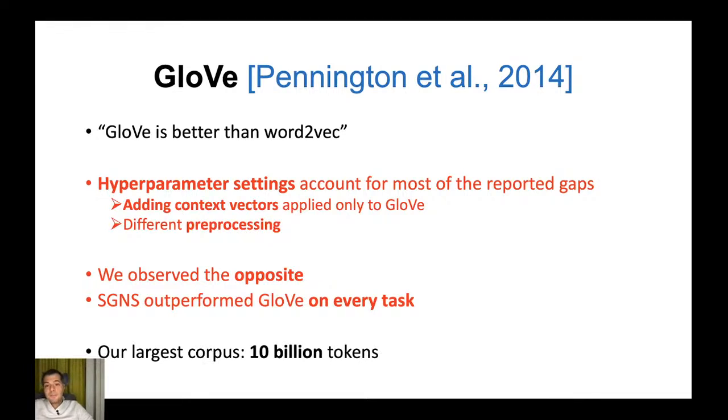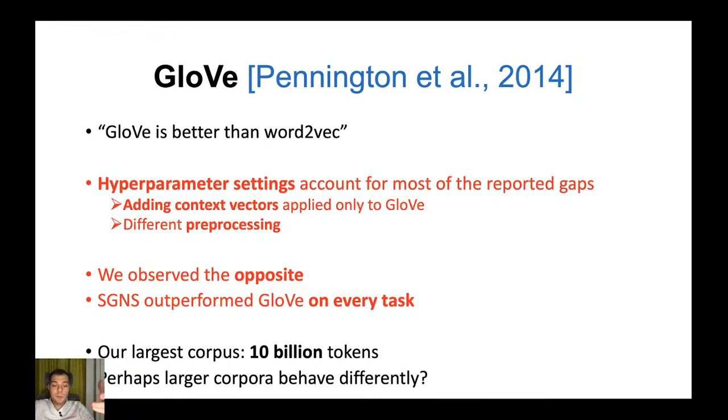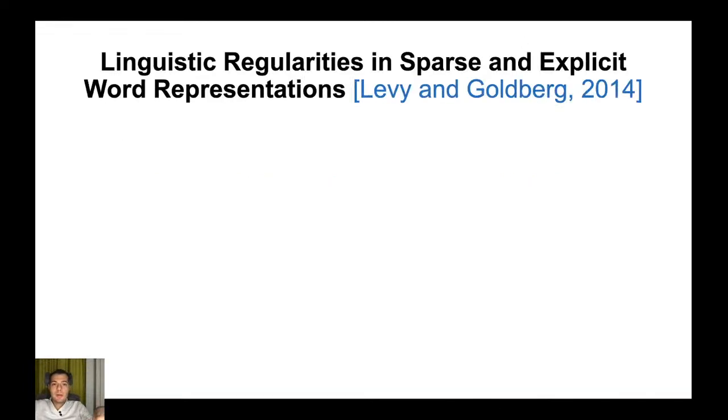And yeah, the largest corpus in their experiment had 10 billion tokens. So they claim this is valid at least for lower vocabularies. So for larger corpora, perhaps things could have a different behavior. But at least on what they tested, they obtained better results with skipgram from word2vec than with GloVe.